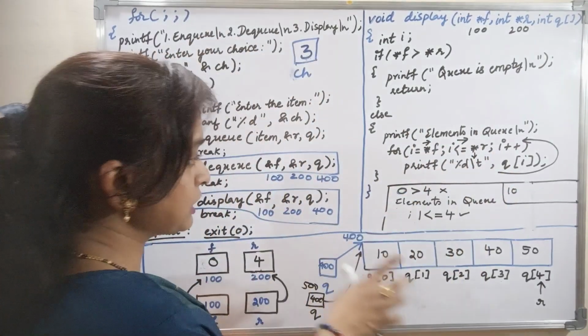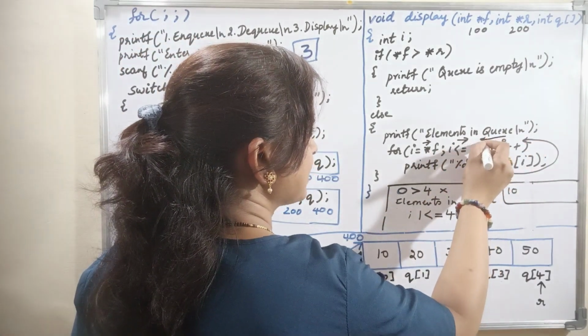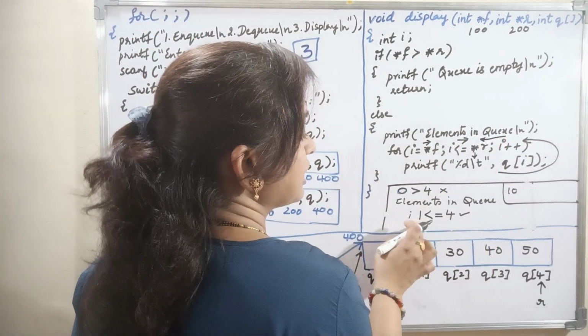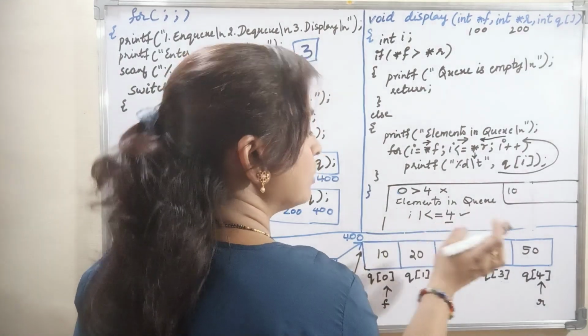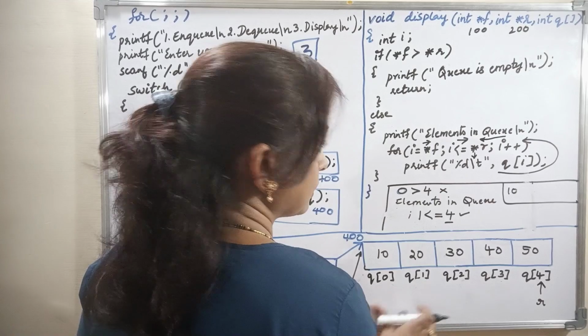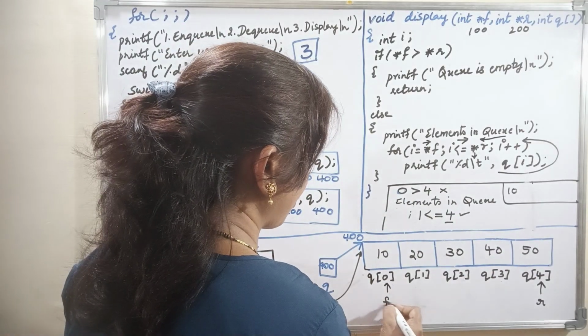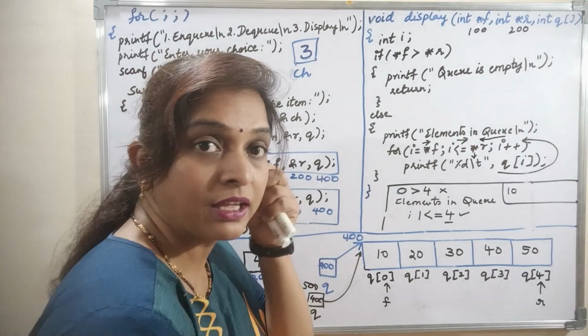Value at the location r means 4. That we checked. Then I plus plus. I gets increased. Once again check the condition. It is 1. 1 less than or equal to 4. Yes, condition true. Print q of 1. See, f and r are fixed here. We are simply traversing the elements.